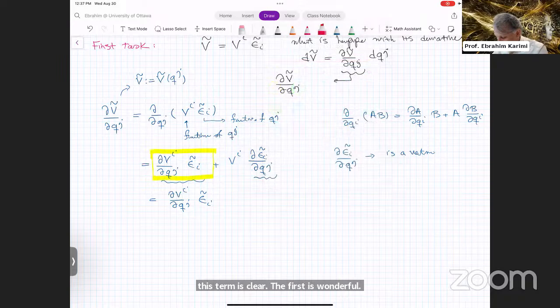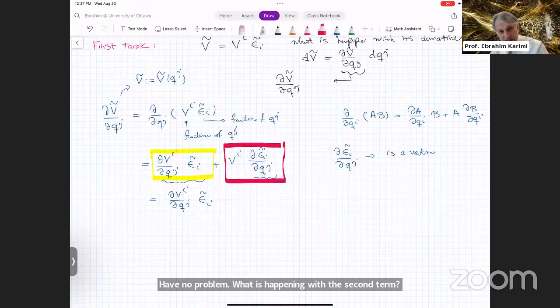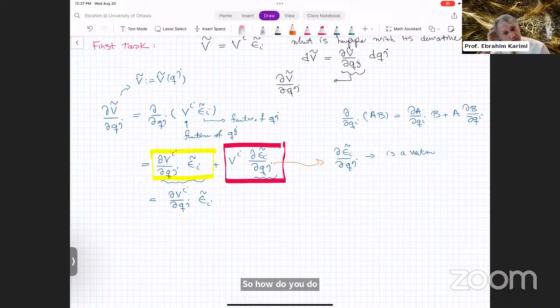The second term has two components. One is a vector component, which is V^i, the contravariant vector component. And the other one is the derivative of epsilon_i, which is the covariant basis, with respect to the parameters of the space. So how do you do this calculation? How do you find that? Any thoughts, guys?